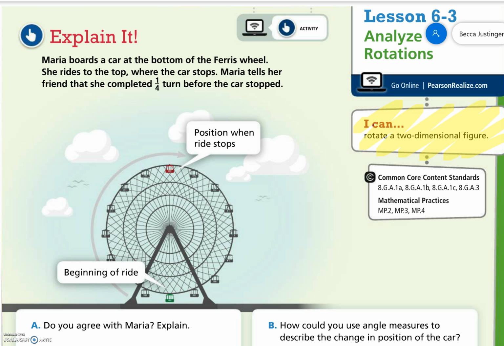Let's explain it. Maria boards a car at the bottom of the Ferris wheel. She rides to the top where the car stops. Maria tells her friend that she completed a fourth of the turn before the car stops. So Maria's starting here, and she ends here and says she's gone a fourth of the way around.